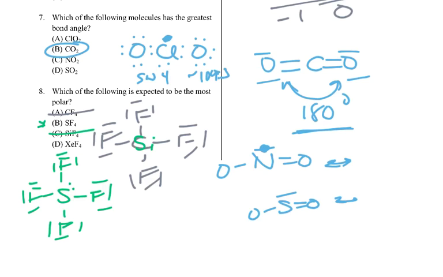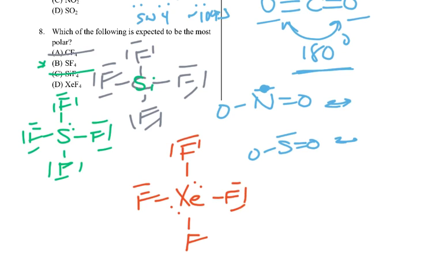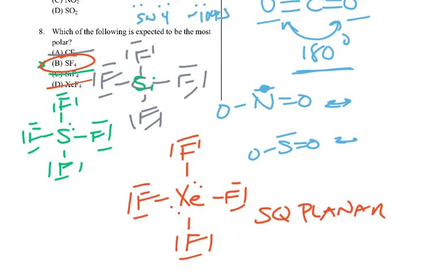Okay, XeF4, well, let's say Xe has 8 valence electrons. It's going to take 4 electrons just to hook on those fluorines, and that leaves us with 4 more electrons, and that's a steric number of 6 with 2 lone pairs. This guy's going to be square planar. Okay, and if it's square planar, if these are all in the same plane, it looks just like this, so it's going to be nonpolar. Any bond dipoles are going to cancel out. So the answer has to be answer B, SF4.